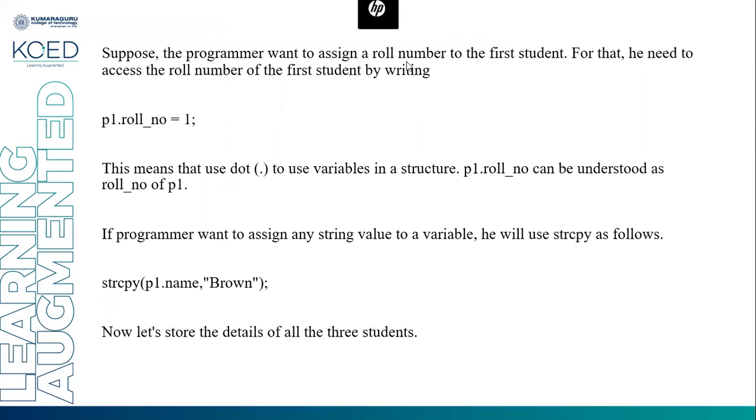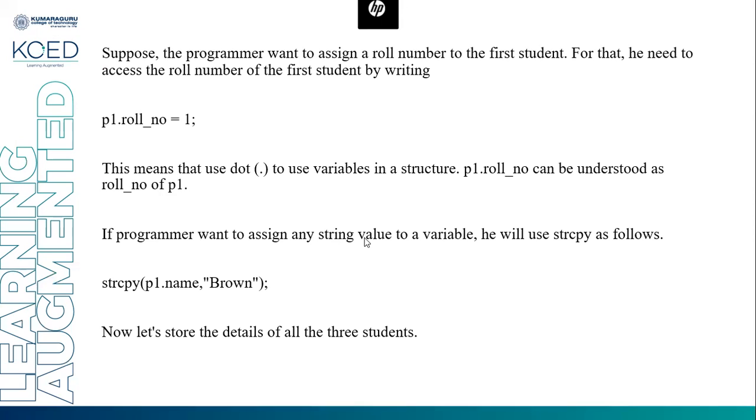Suppose the programmer wants to assign a roll number to the first student. For this, he needs to access the roll number of the first student by writing the structure variable name, dot, field name. P1 is the structure variable name, dot, the field name roll number, equal to 1. So what we did here is assign roll number 1 to the first student. To access a member using a structure variable, you have to use the dot operator: structure variable dot member. P1 dot roll number can be understood as the roll number of structure variable P1.